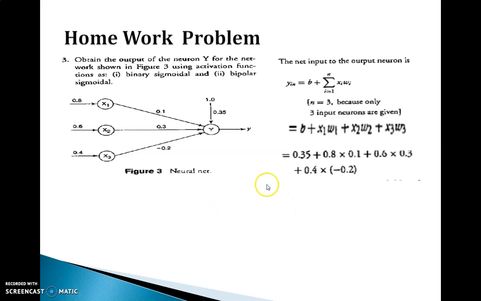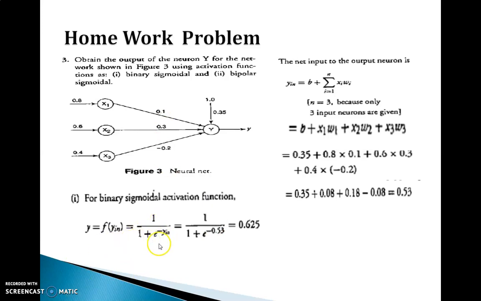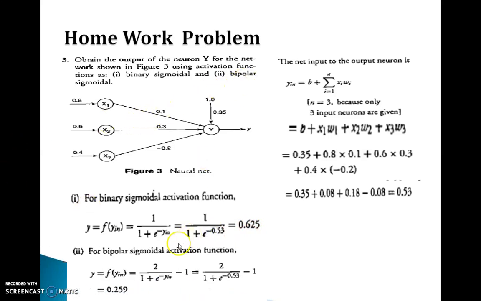So the value becomes 0.53. For this 0.53, we have to apply the activation function. First, we try the binary sigmoidal. The formula for the binary sigmoidal is 1 by 1 plus e power minus yin. Substituting 0.53 for yin, the output will be 0.625. Next, we take the bipolar sigmoidal, 2 by 1 plus e power minus yin, minus 1. Substituting 0.53 for yin here, the output will be 0.259.